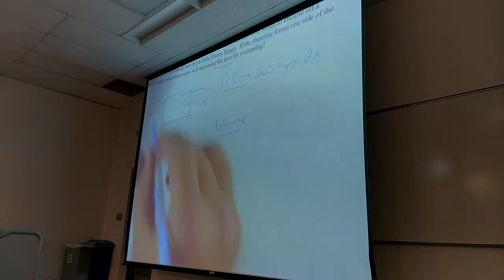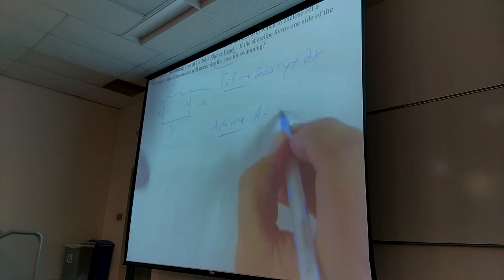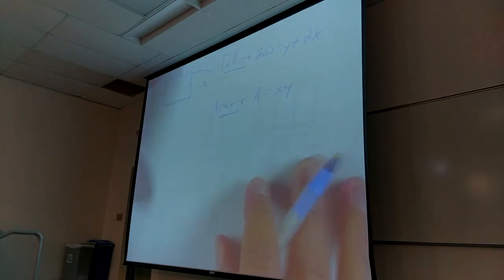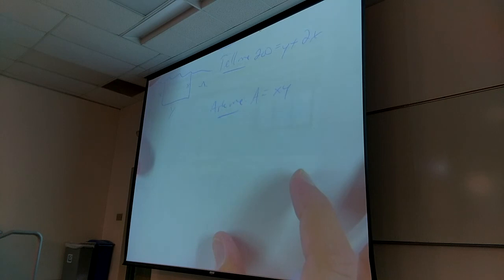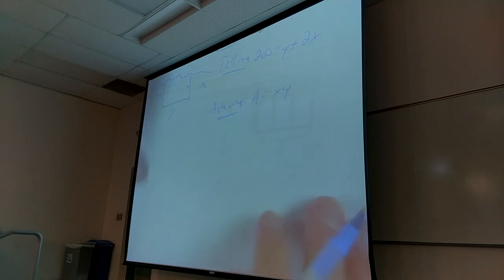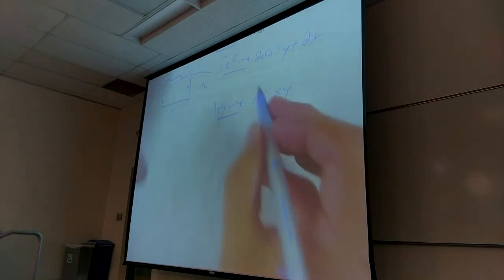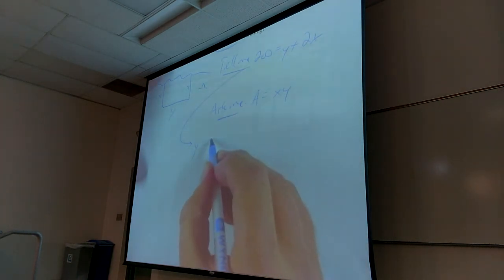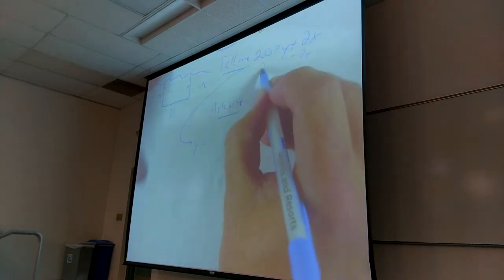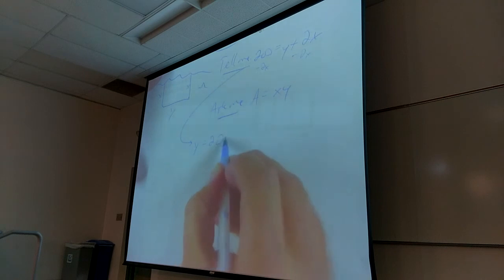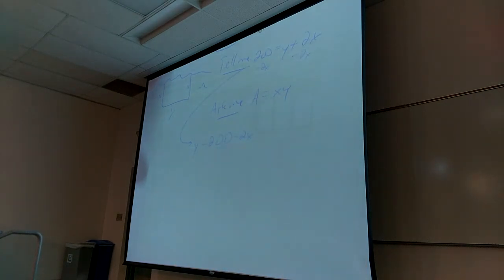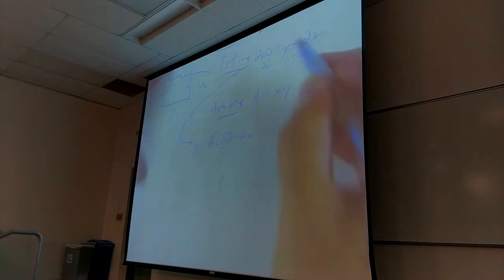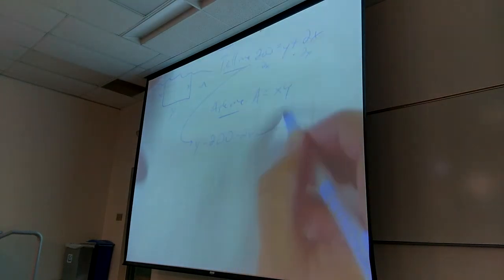Area. And what's the area of this? So this is a nice one for you guys to start with, because it is very much like that barn one. The barn one's a little harder, to be honest. So what do you guys do next? Y equals 200 minus 2x, is that cool? You use what they tell you in what they ask you.